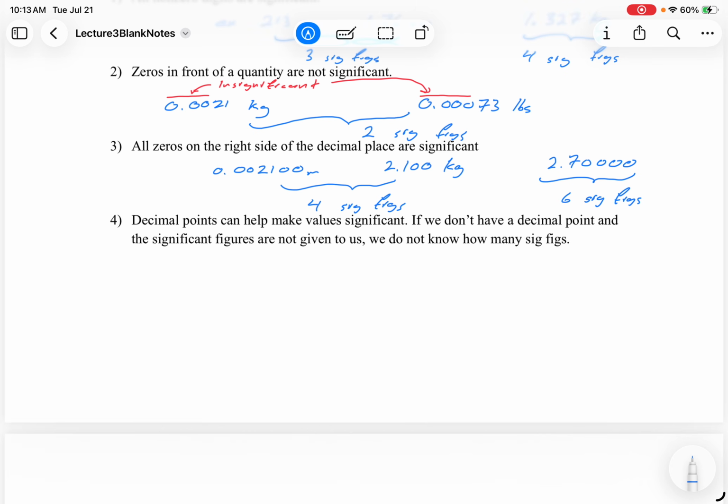So let's look at an example. Let's say 200 kilograms versus 200 point kilograms. You got a decimal point. You got a decimal place. So this here is what we would call ambiguous. How do you spell it? I believe that's how you spell it. I don't really know. Ambiguous. We don't know. But here we have 3 sig figs. We do know, because we are given a decimal place.